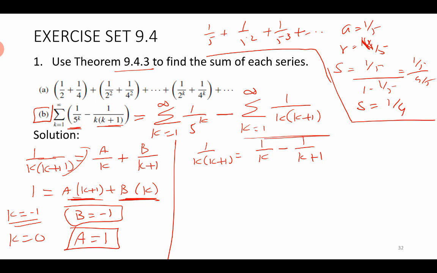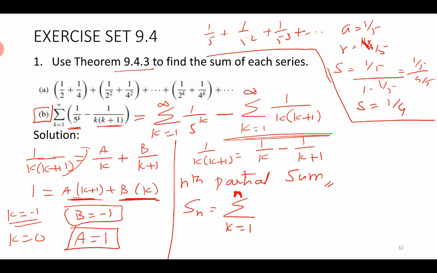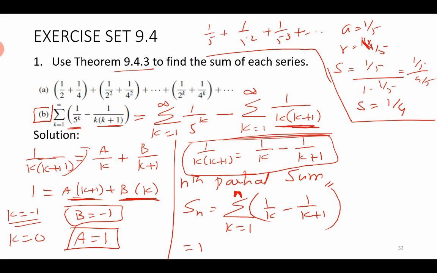Now let us find the nth partial sum, because that is the method to find the convergence of this kind of series. So Sn is the summation from K equals 1 to n, not infinity now, isn't it? The term 1 over K times K plus 1 is now written as 1 over K minus 1 over K plus 1. Now expand it. K is 1, this will be 1 minus 1 by 2 as the first term, plus K is 2, 1 by 2 minus 1 by 3 as the second term, 1 by 3 minus 1 by 4.